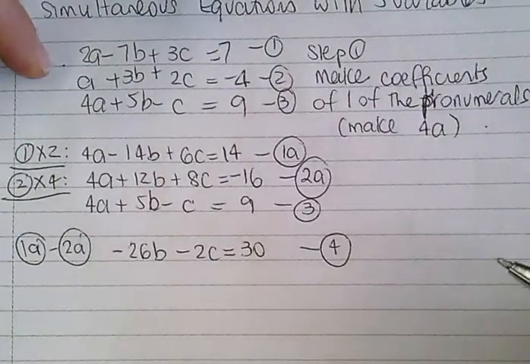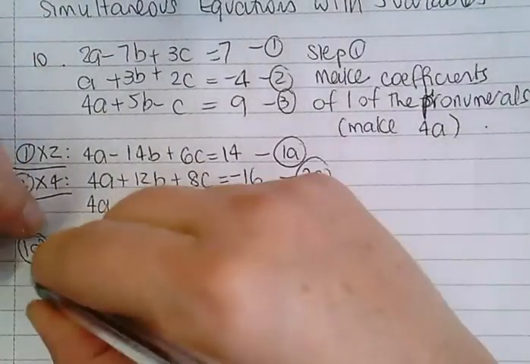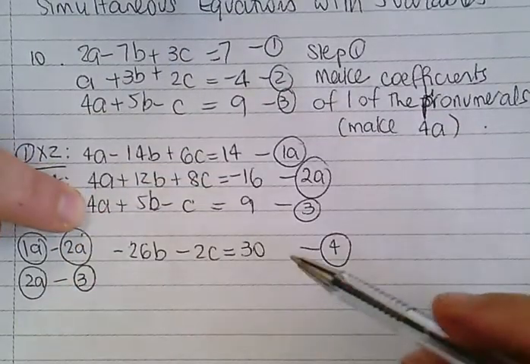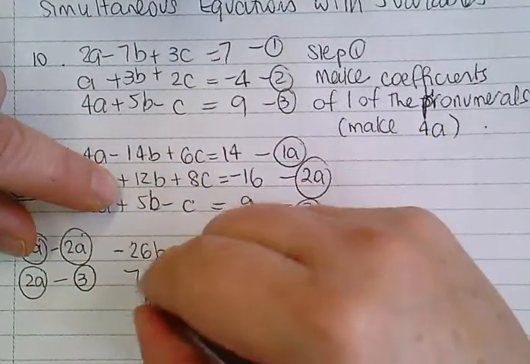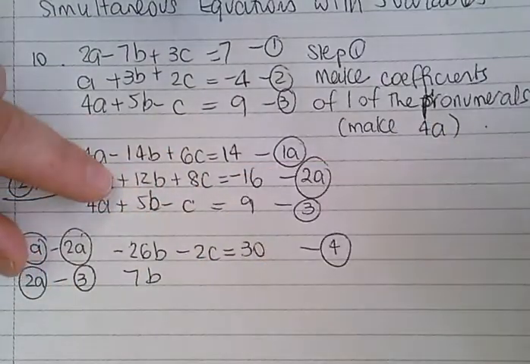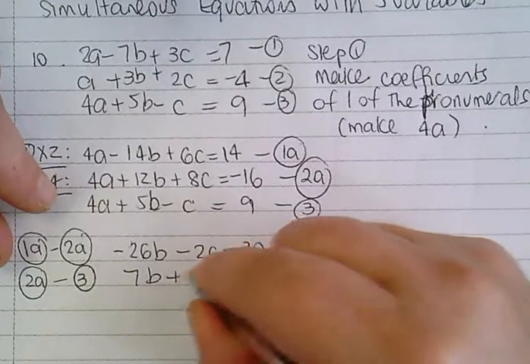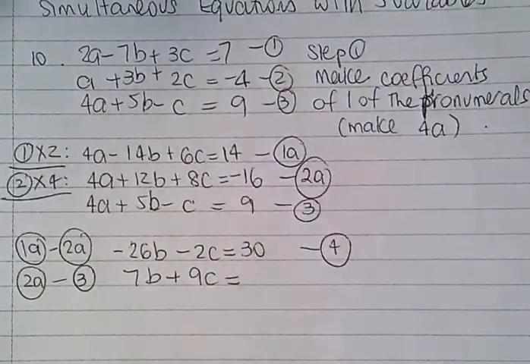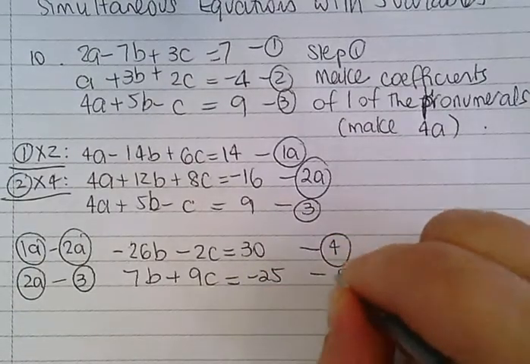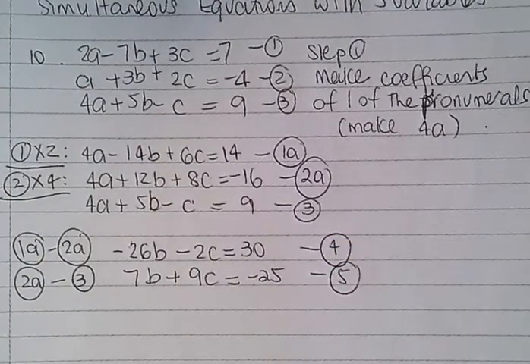And then let's do another combination. Let's do 2A minus 3A. So 4A minus 4A is 0. 12B minus 5B is 7B. 8C minus negative C is 8C plus C, which is 9C. And negative 16 take away 9 is negative 25. Equation 5.